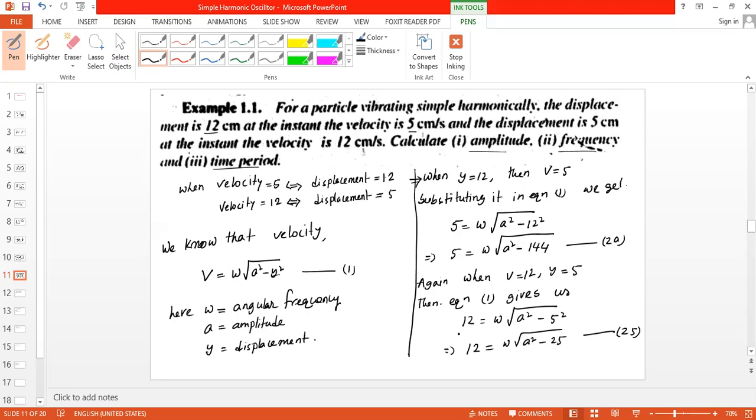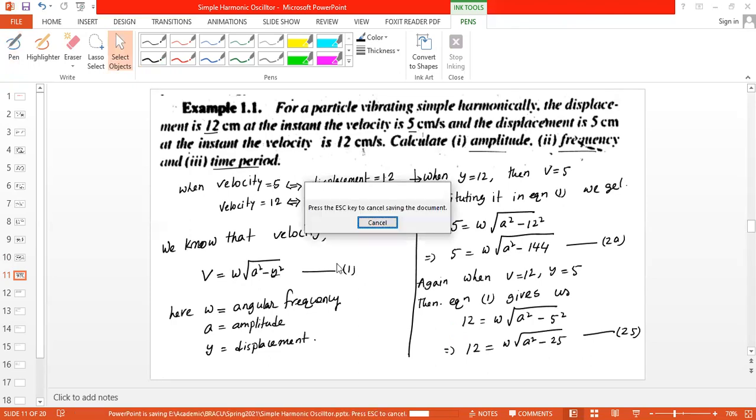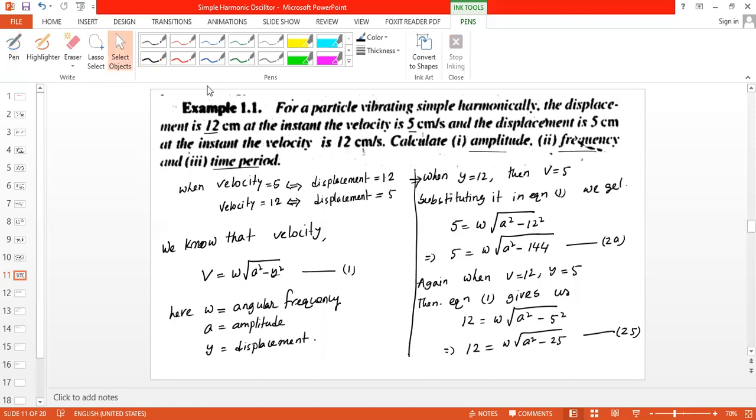Now you see in these two equations, 2a and 2b, you have two unknowns, omega and a. So by solving them, you can easily find the value of omega and a. They were asking for amplitude and frequency. Once you know the value of omega, you can easily find out the time period. So let's solve them.